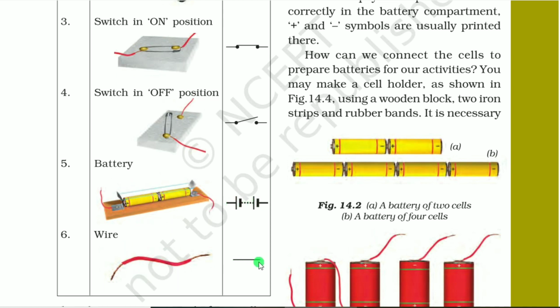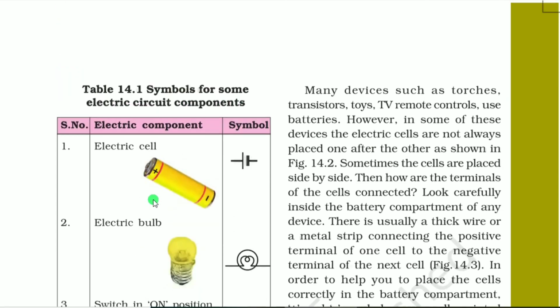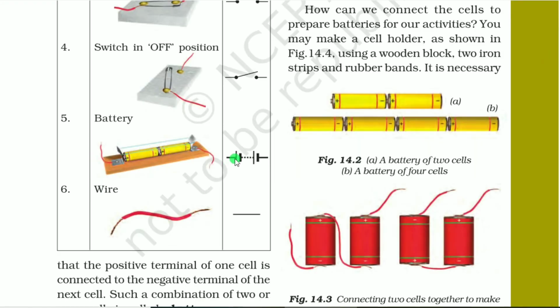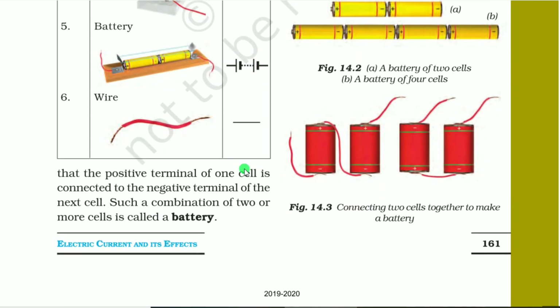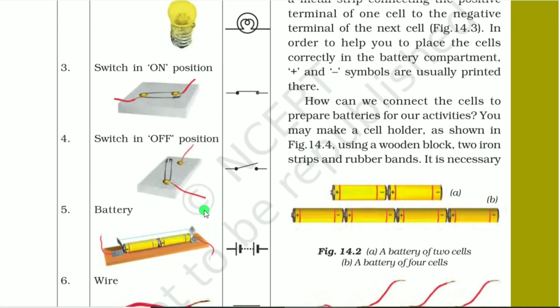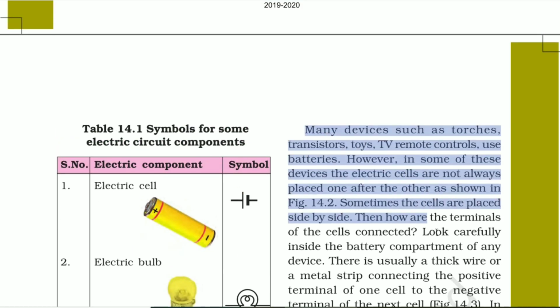And the wire symbol is a line. So these are given here. Notice one thing here. You can see this is one cell. A few minutes ago, I told you that the longer line is known as the positive terminal and the thicker, shorter line is known as the negative terminal. So the negative terminal of one cell is connected to the positive terminal of the other cell, and this type of combination is known as a battery. Okay, and now read here.